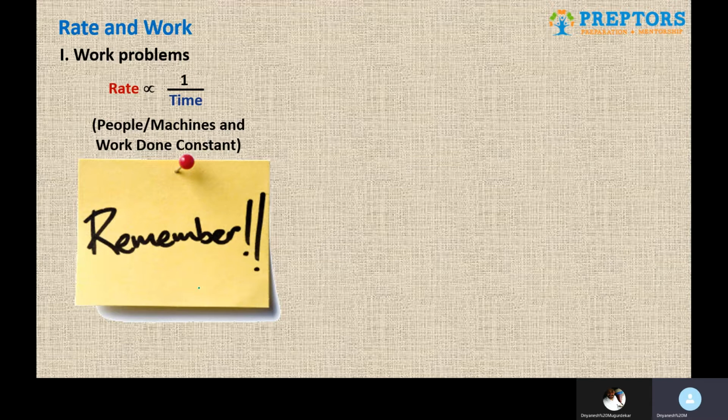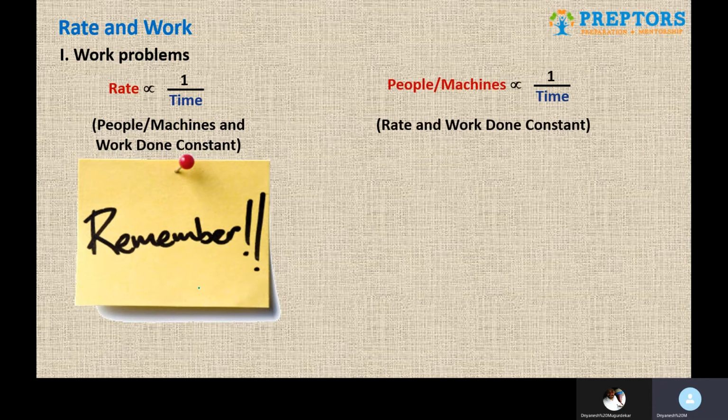The second relation is that the number of people and machines is also inversely proportional to time, provided rate and work done are constant. Now this also makes a lot of sense. Suppose 10 workers are working earlier, and now instead of 10, 15 workers are working. Obviously the job will get done earlier. That means time taken is reduced. So if I increase the number of people, time taken is reduced. So that is also inversely proportional.